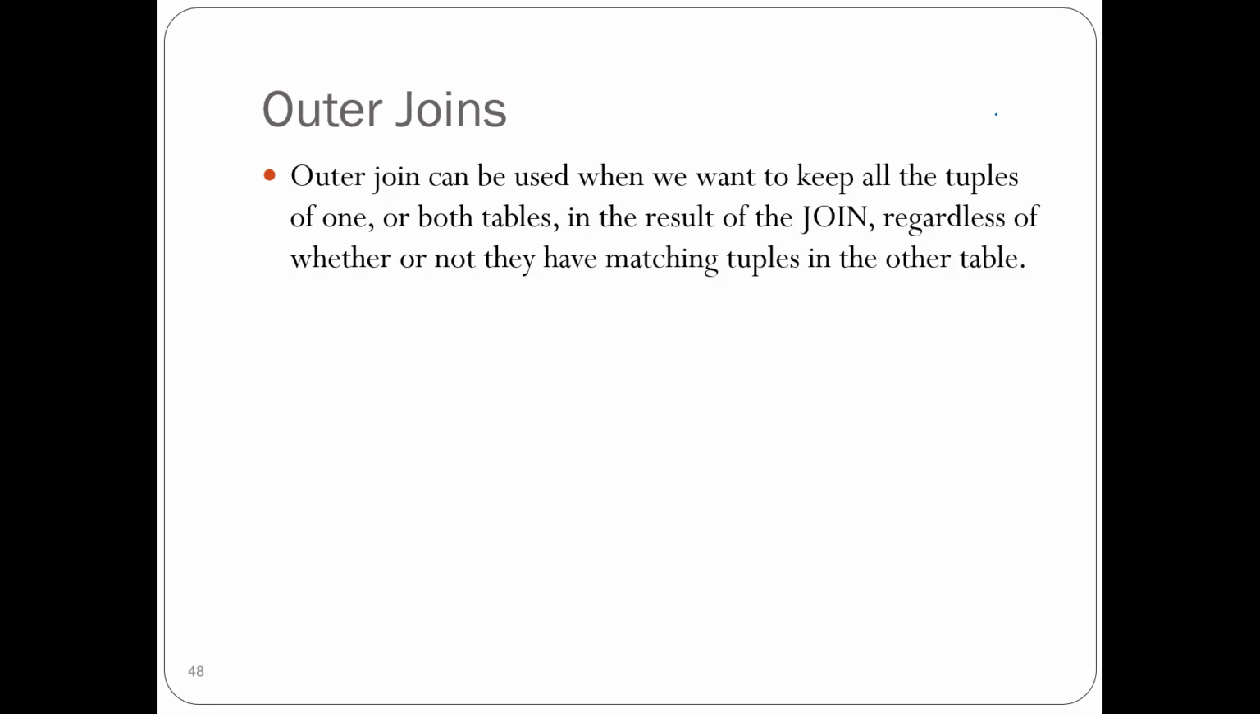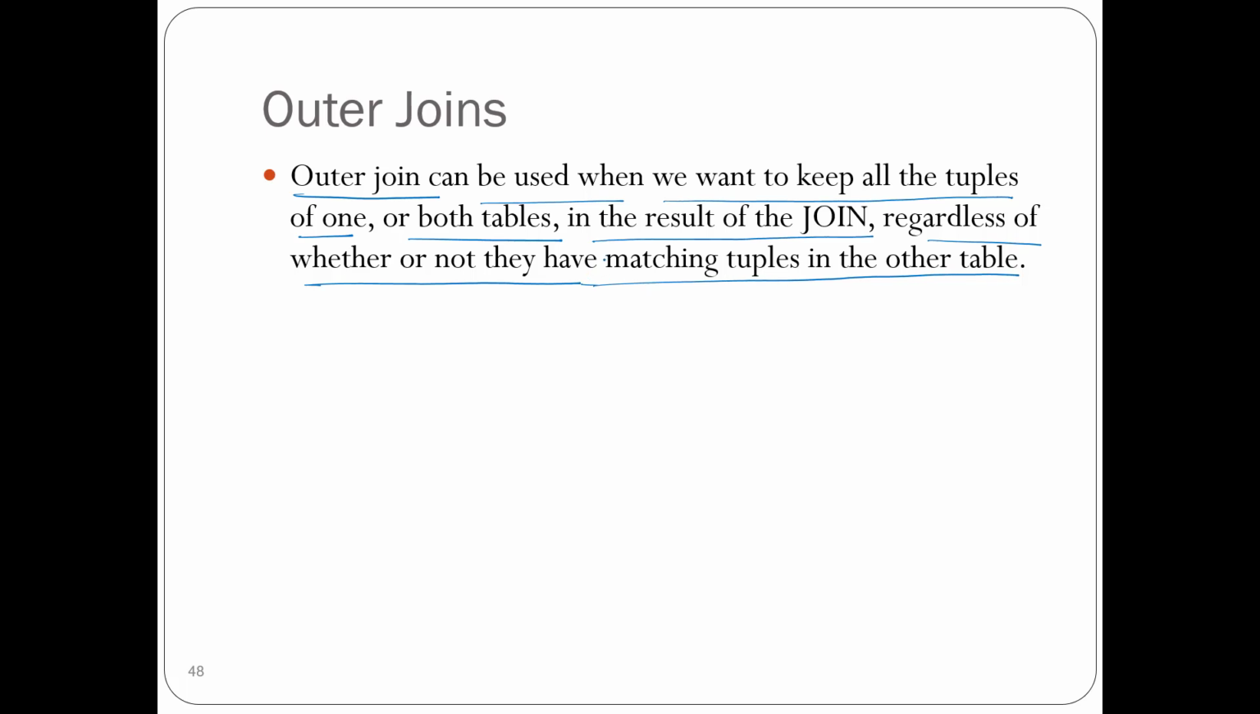Outer join, the last topic. Okay, so in the inner join, as you saw, we need the matching rows. If the rows don't match, then the result is not reported. But there is this interesting concept of outer join. Let me read this to explain what we do in outer join. Outer join can be used when we want to keep all the tuples of one or both tables in the result of the join, regardless of whether or not they have matching tuples in the other table.